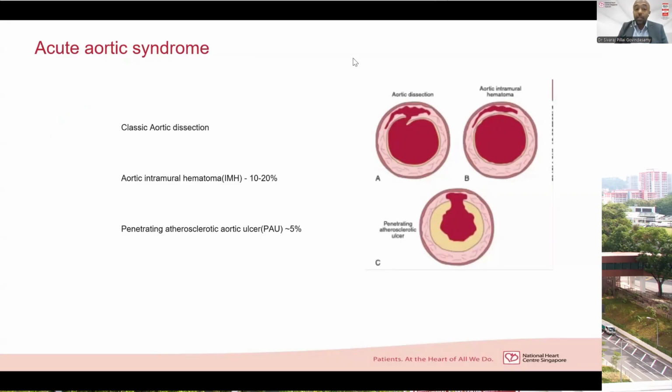Then we have the penetrating atherosclerotic aortic ulcer. All of us have cholesterol from the age of 14. Some have more, some have less, but all of this becomes a problem once there's a disruption. Once the wall is weakening, there is a risk of the whole structure falling apart.